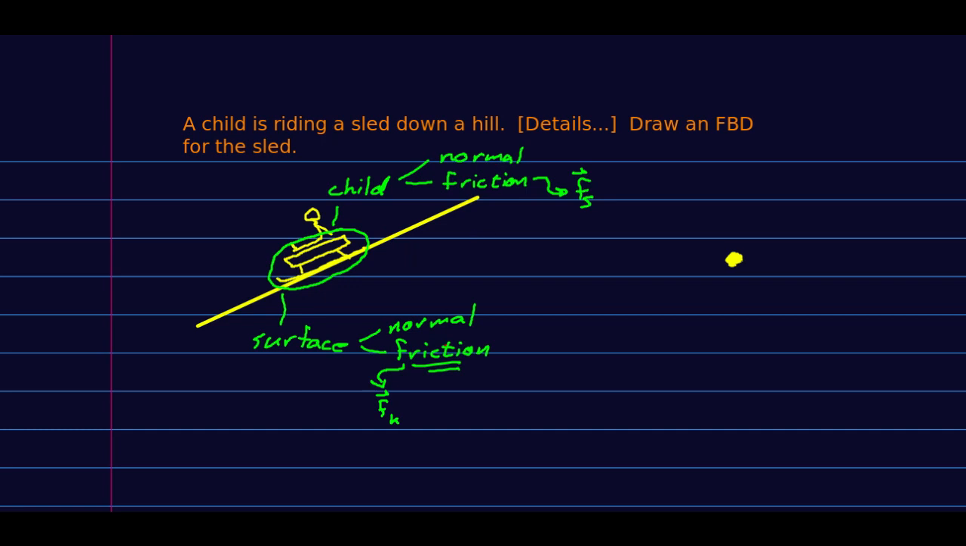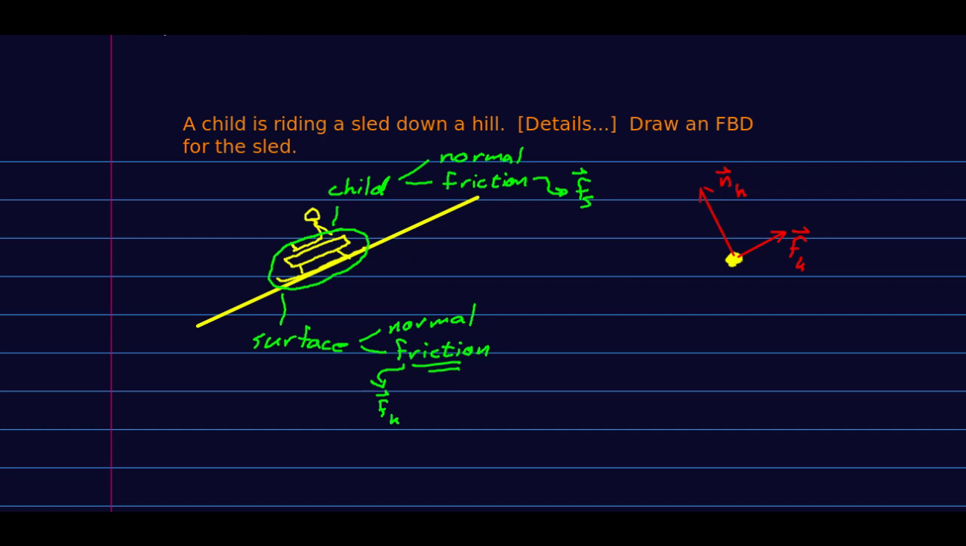So let me start with the hill. The normal force due to the hill is going to point this way. And so I'm going to call it N sub h for hill. Okay, and then this friction force, the sled is going down the hill. That kinetic friction should oppose that motion, and so it should point up the hill. Okay, so far I've got N sub h, a normal due to the hill, and F sub k.